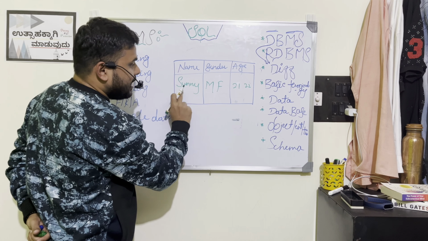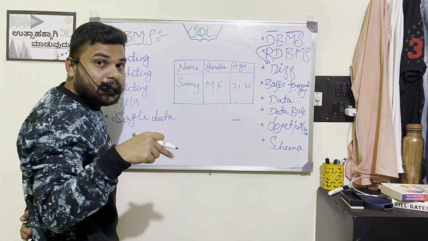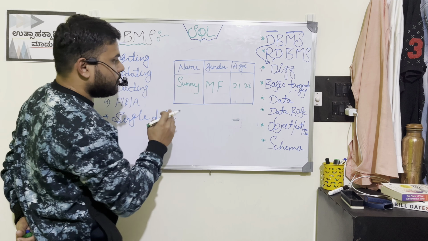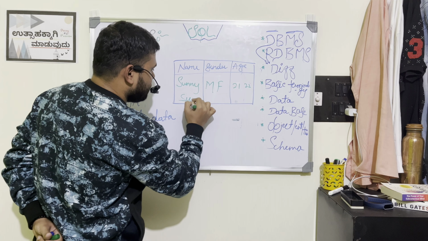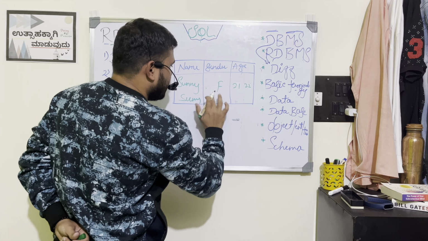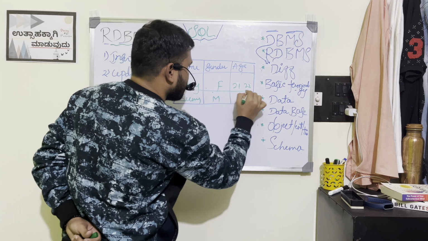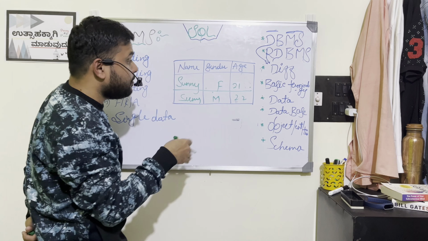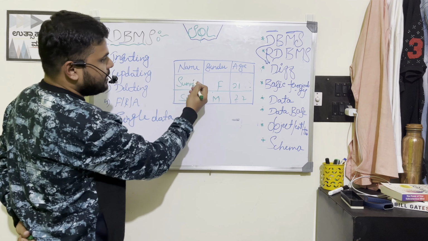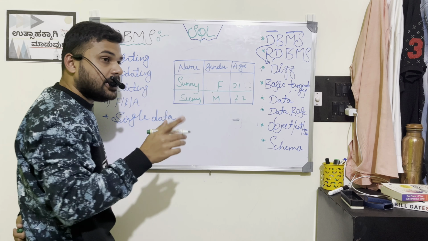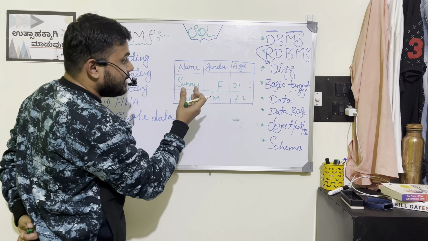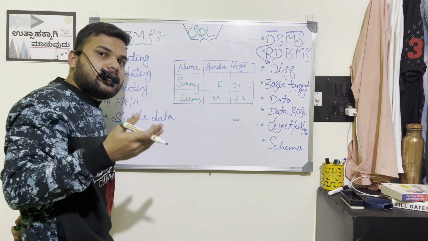I only know this is male or female. Do you know whether Sunny is male or female? I will write another Sunny and I will write here male. Now it will be very easy to understand. First one is Sunny Deol, second one is Sunny Leon. If the names are the same and I write multiple values in a cell, confusion will take place.